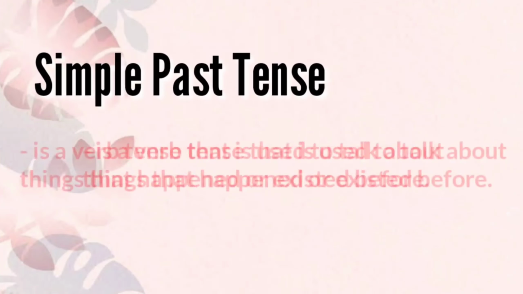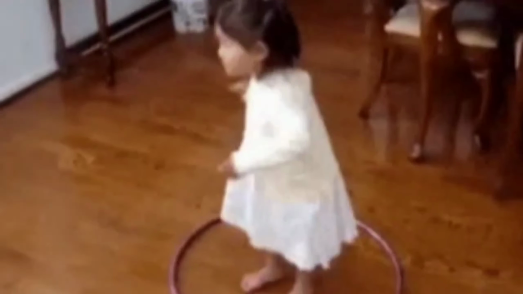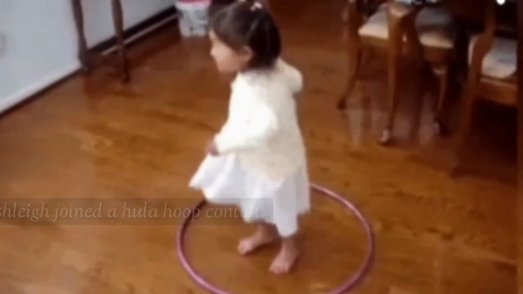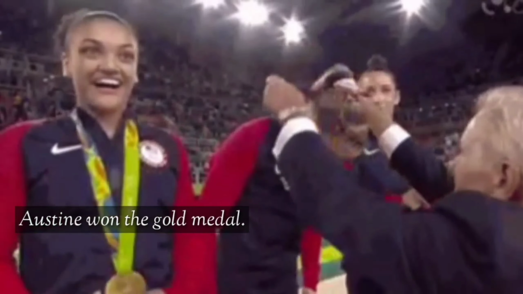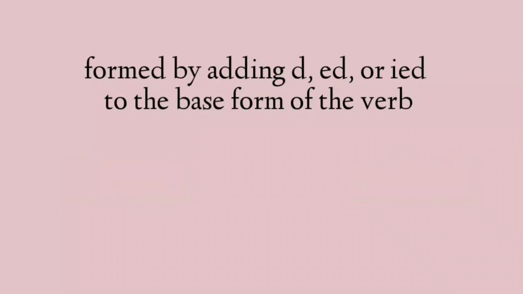Simple past tense is a verb tense that is used to talk about things that happened or existed before. Let's have this as an example. Ashley joined a hula hoop contest. Austin won the gold medal. Ashley called an ambulance. The simple past tense is usually formed by adding -d, -ed, or -ied to the base form of the verb. However, in English, there are many irregular verbs that take on a completely different form in the past tense.